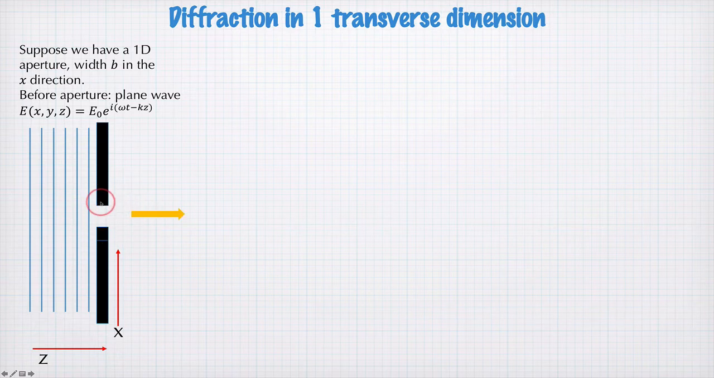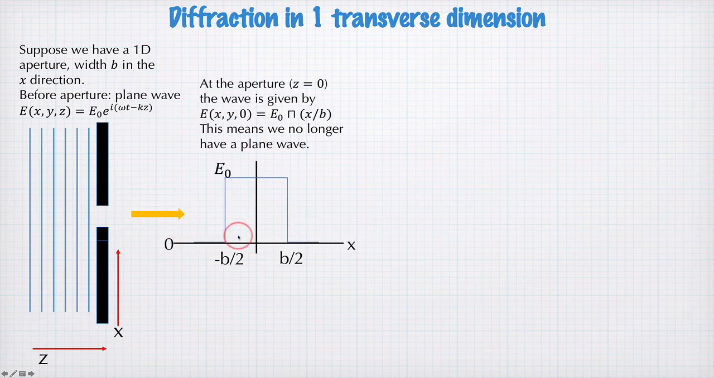Immediately at this aperture, at what we'll call the Z equal to 0 plane, the wave will have an amplitude that looks like this in the X direction. So the profile in the X direction will be 0 everywhere except for a width b centered around the axis here. And what this means is we no longer have a plane wave. A plane wave is infinite in extent. In this example, it will be infinite in the X dimension. But we've truncated it everywhere except for this aperture.